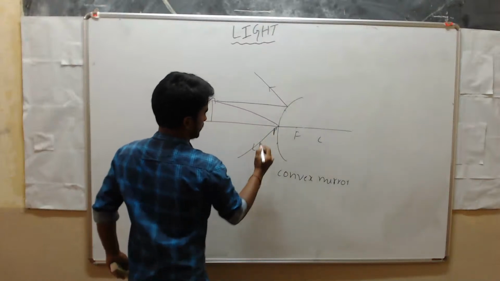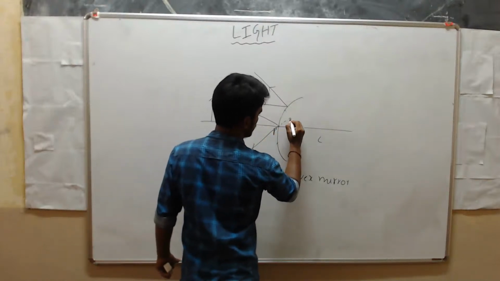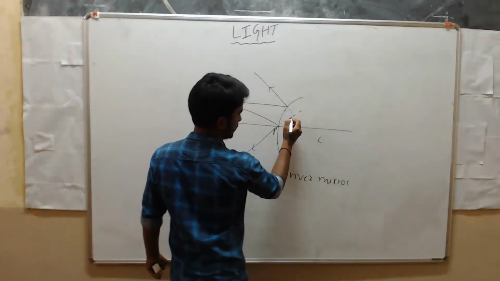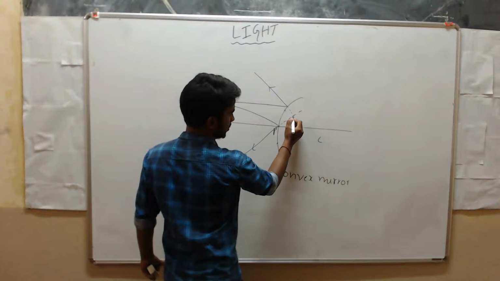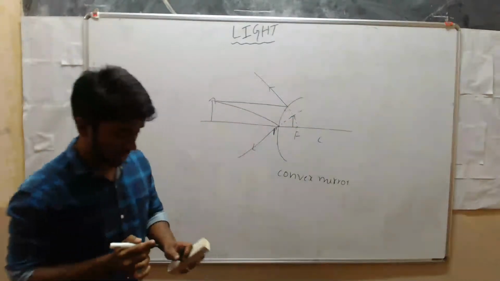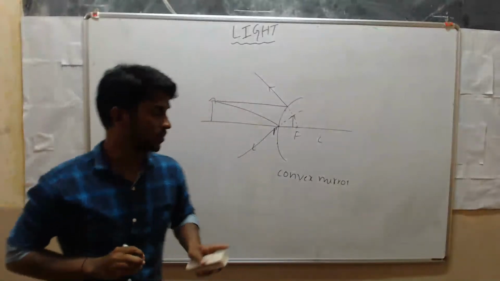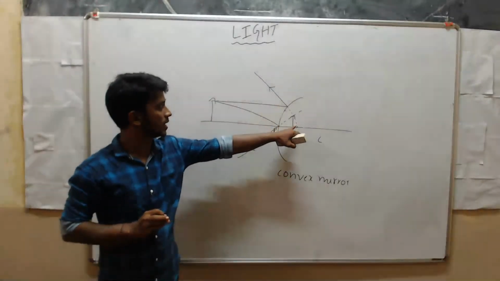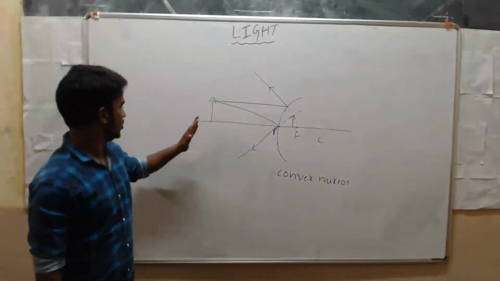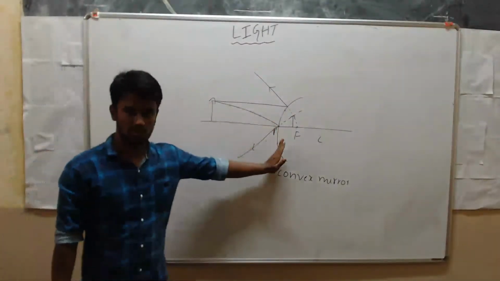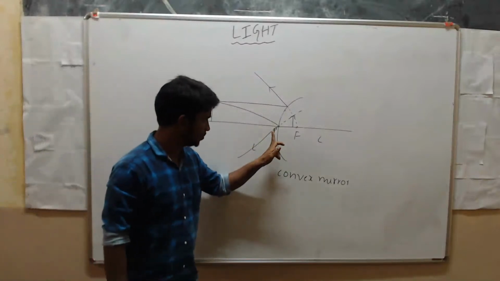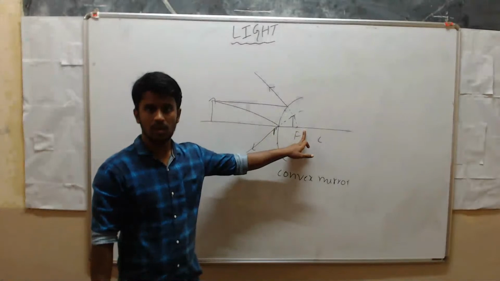Now see, both the rays are virtually meeting at this point. So at this position we will get the image, and that image is virtual, because these two rays are virtually connecting between P and F. So the position of the object is between infinity and the pole of the mirror, then the position of the image is between the pole of the mirror and the principal focus.